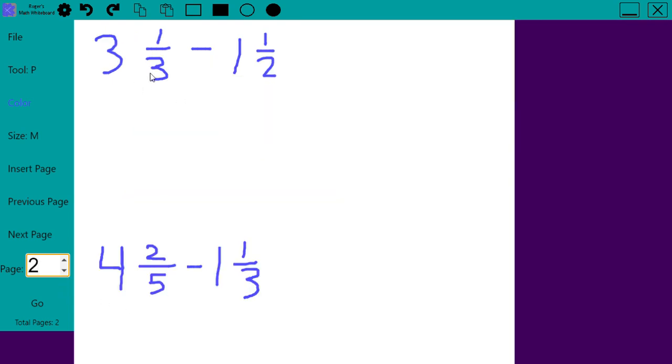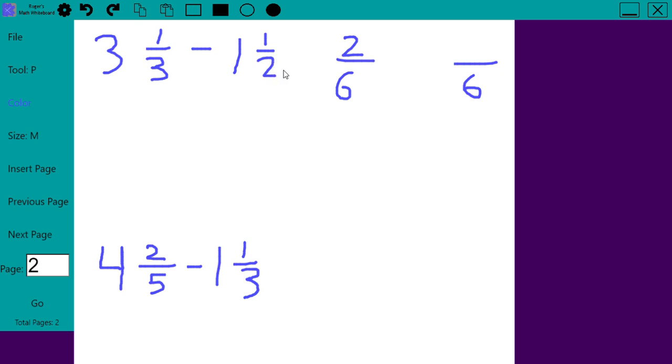Alright, here I've got 3 1/3 minus 1 1/2. First thing I'm going to do is find the least common denominator between 1/3 and 1/2, and that's going to be 6, because 6 is the smallest number that 3 and 2 both fit into. Whatever I do at the bottom, I've got to do at the top. I multiplied 3 by 2 to get to 6, so I'm going to multiply this 1 here by 2, which gives me 2.